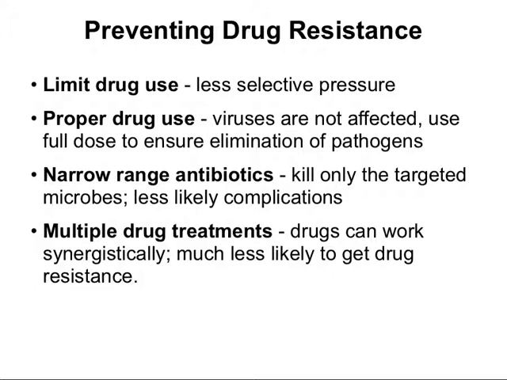If you do choose to use antibiotics, make sure that it's a narrow-range antibiotic. That way, we only kill the targeted microbes and only select in a smaller population. So only that specific type of bacteria are likely to become resistant. There are also less likely complications when we target a narrow range of pathogens. Also, using synergistic drugs, so multiple drug treatments, can mean a much lower dose and thus much less likely that resistance is encouraged. These are key things to keep in mind if you get sick.